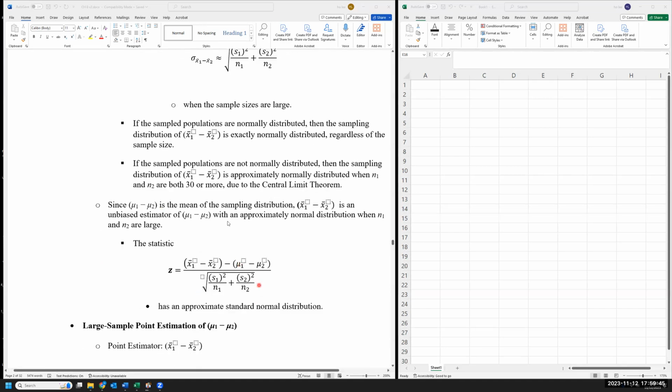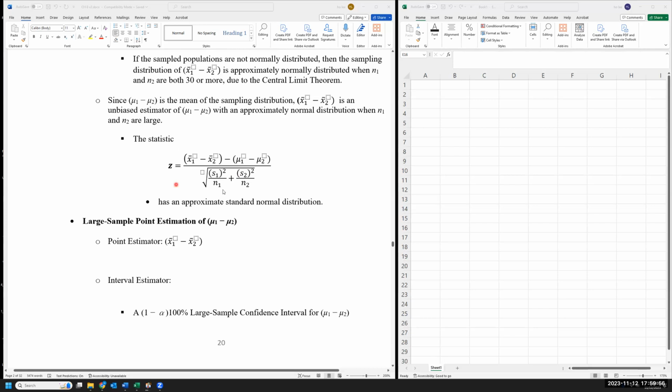Don't worry about this Z statistic right now. This is not really important now. It's going to be important for chapter 9. But this is how to calculate the Z score, or the Z statistic. But don't worry about that now. It's not relevant for what we are going to do in this chapter.